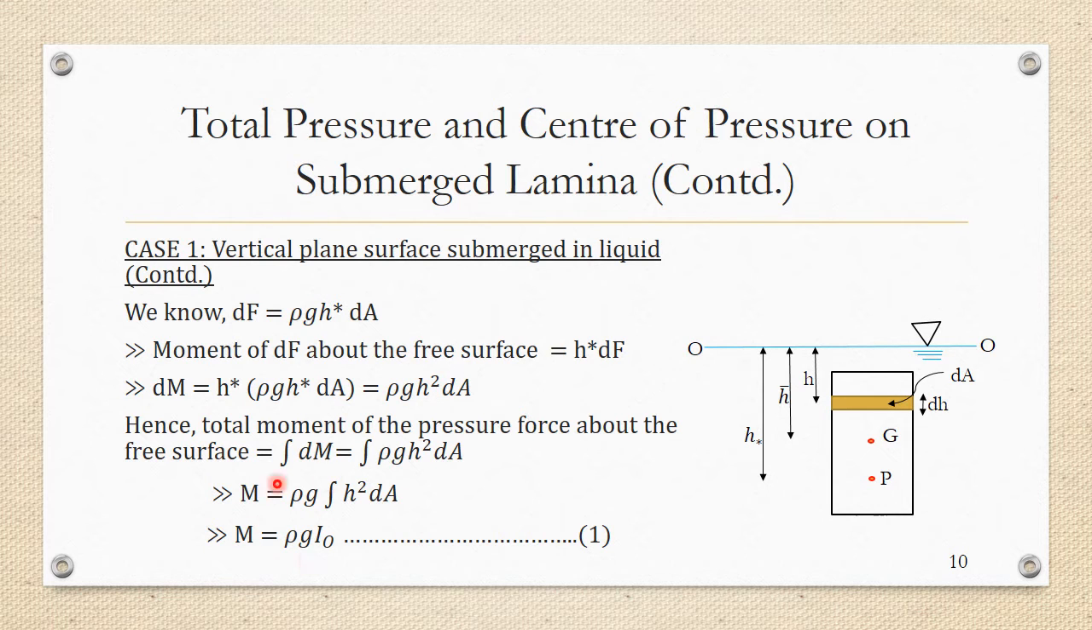because I'm going to find this total moment in another way. This I have found by taking the moment of a small force dF about the OO axis and integrating it for the whole area. But I can also find the moment acting about the axis OO in another way. And that is what I'm going to do next.